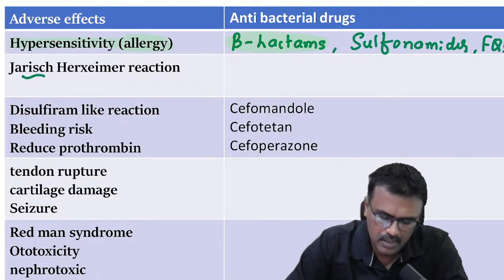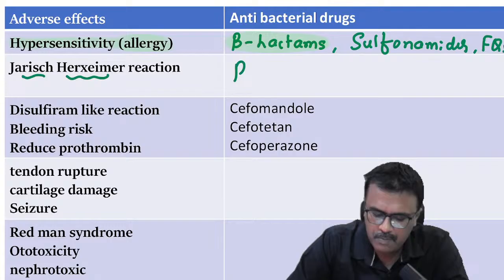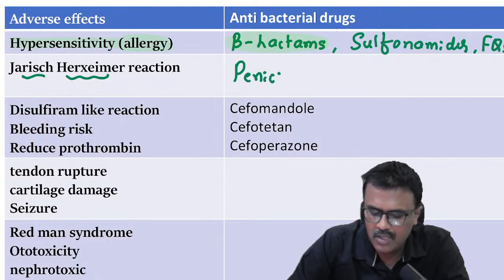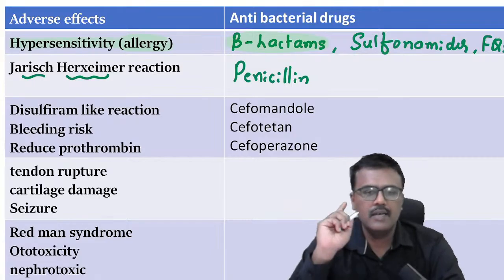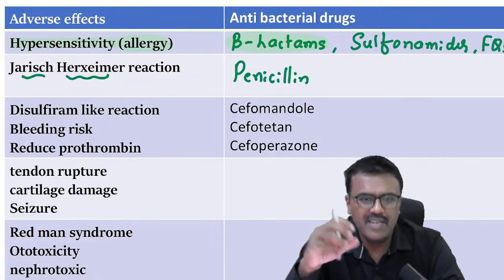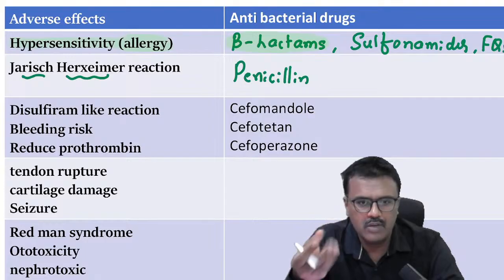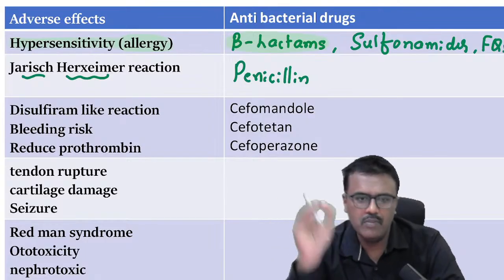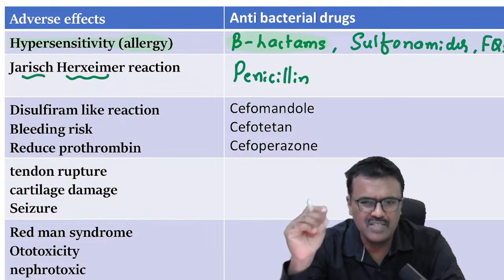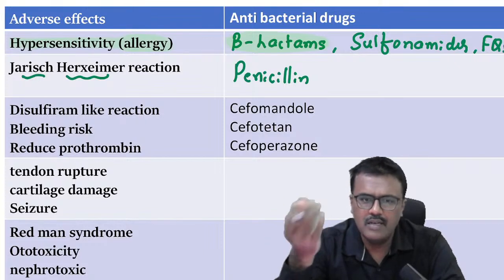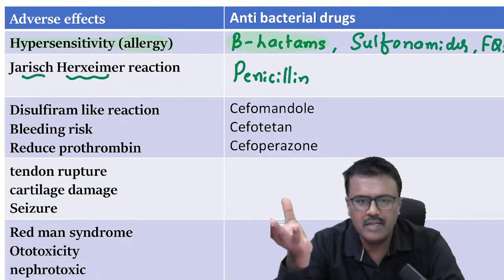Next, Jarisch-Herxheimer reaction is seen with penicillin. So when we use penicillin to treat syphilis, what happens? The Treponema pallidum are destroyed, and against the destroyed parts the body will mount an immune response, that is Jarisch-Herxheimer reaction. It's not an anaphylactic reaction. It's an inflammatory response. You can give NSAID or steroids.